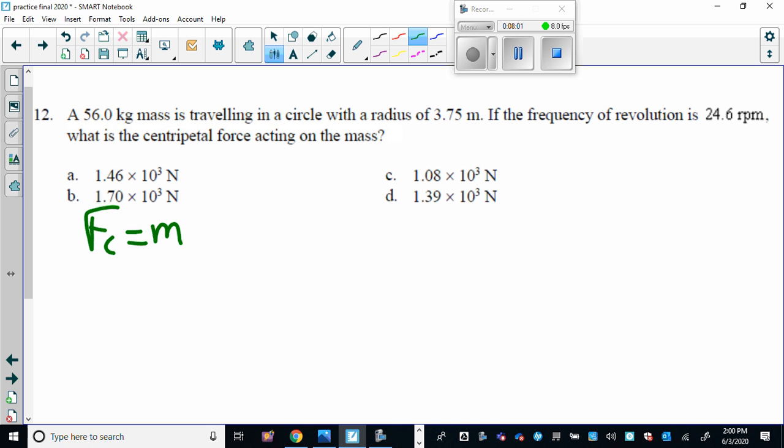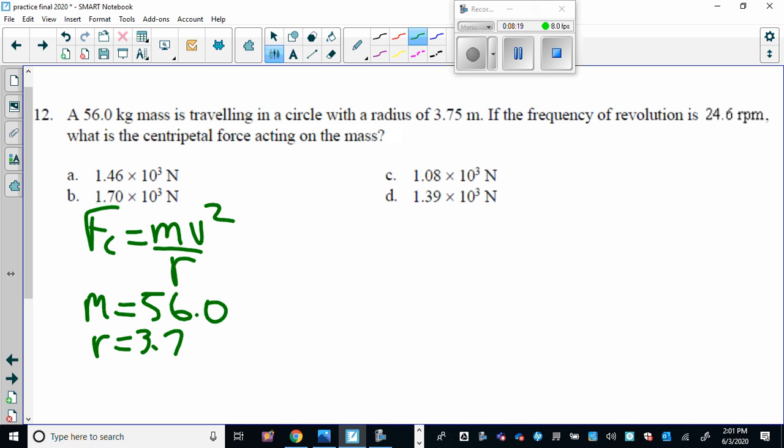This is the formula that we associate with centripetal force, mv squared over r. It's one of those formulas you should memorize because it's not on your formula sheet. So what do we have? Well, we have the mass. We have the radius. We don't have the velocity.